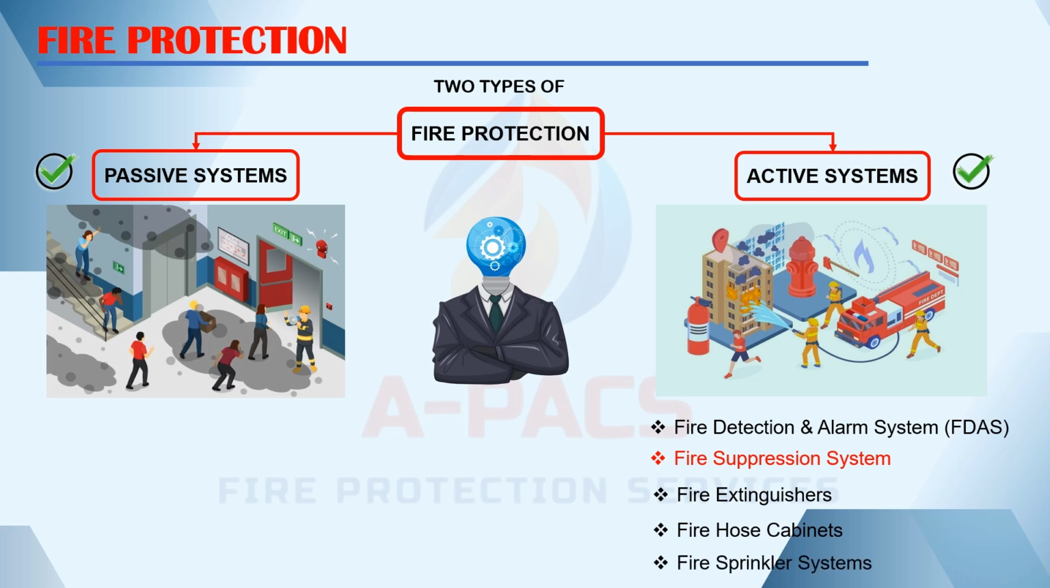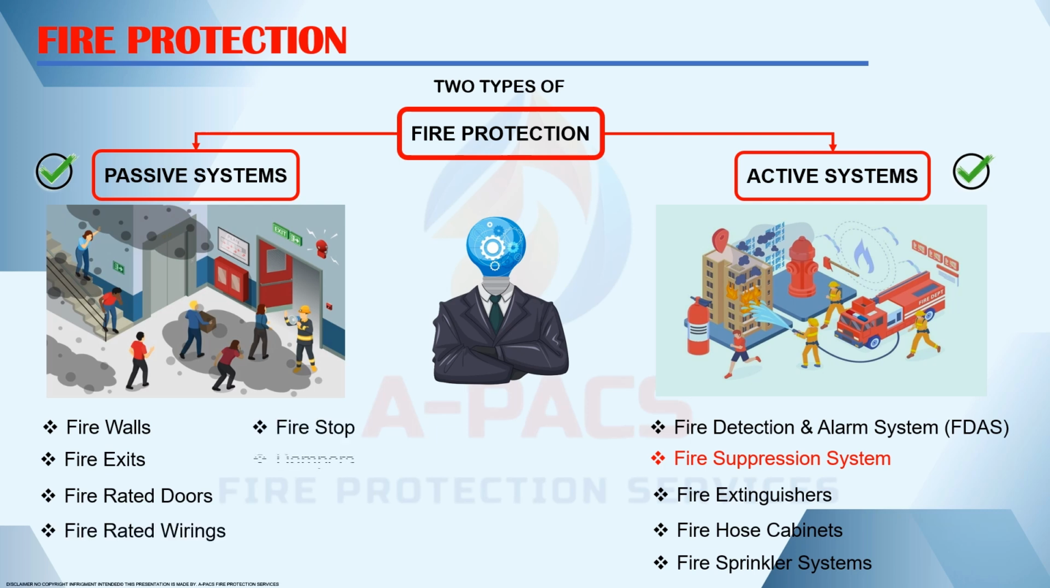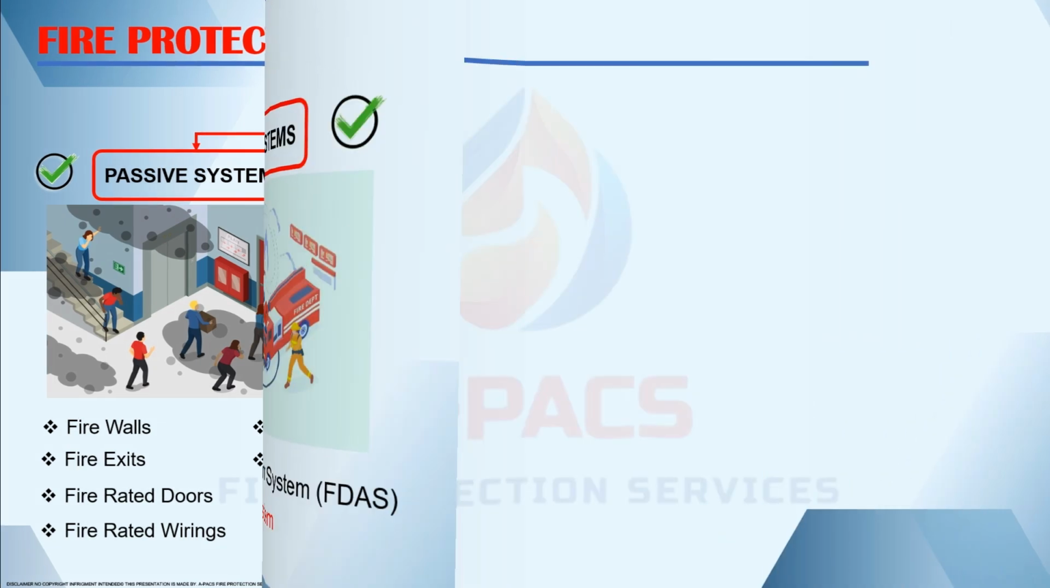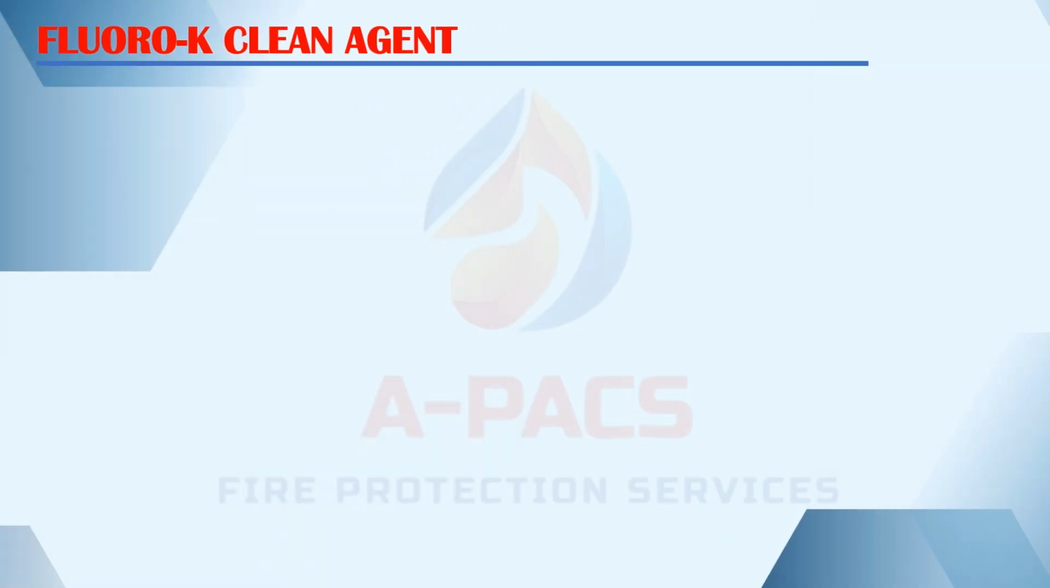And passive protection refers to fire resistance measures. These systems are all about preventing the spread of flame and resisting ignition in the first place. The following are examples of passive fire protection: fire walls, fire exits, fire-rated doors, fire-rated wirings, fire stop, and dampers.